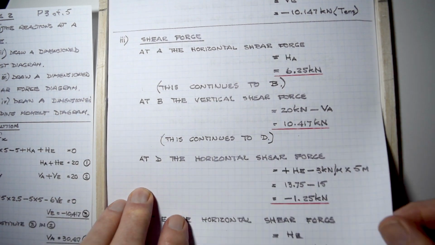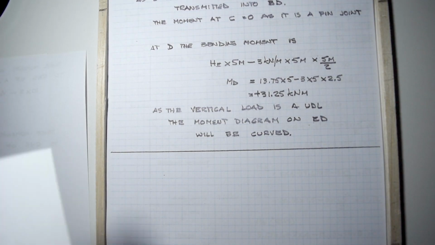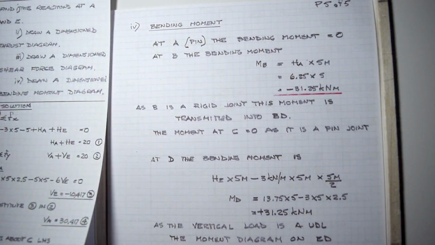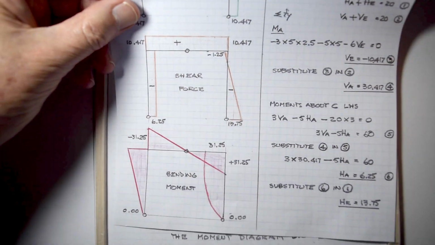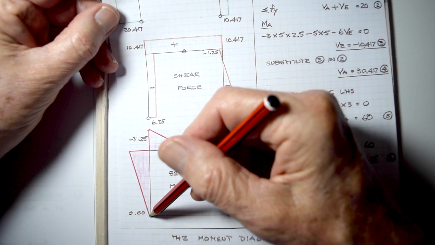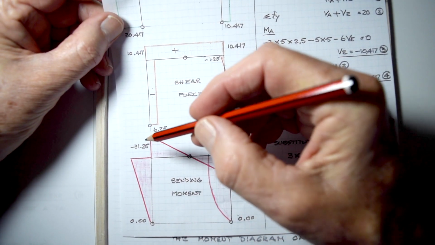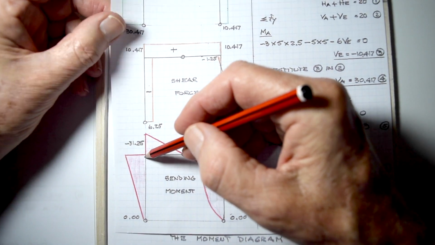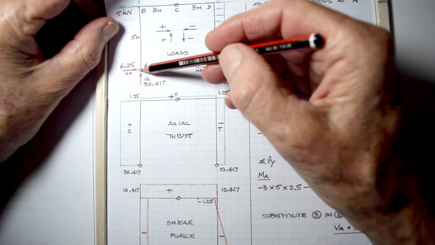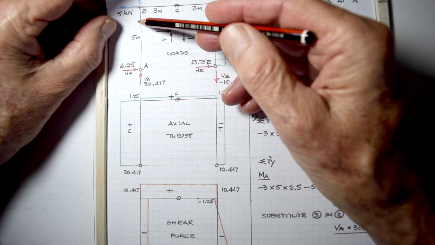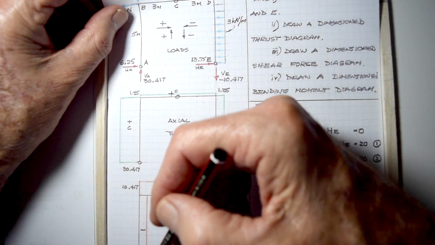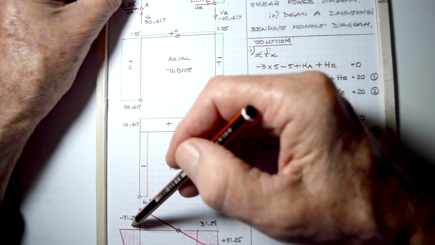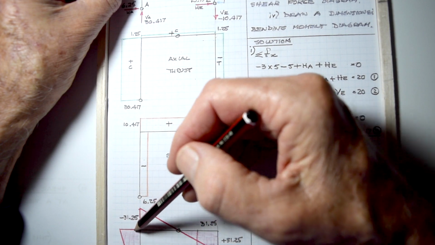So there we have the shear forces, and the only thing we're left with now is to work out the bending moment. At A, the bending moment is 0 because it's a pin. You can't have a bending moment at A. And the bending moment up here at B is merely this force times that distance. 6.25 kilonewtons times 5 meters gives you the bending moment there. Okay? 31.25 kilonewton meters is the bending moment.